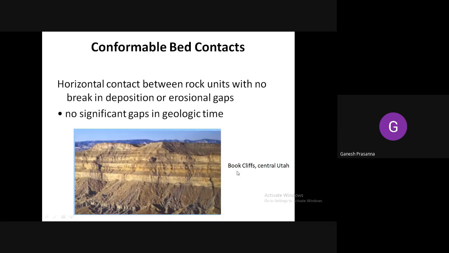An example is the Book Cliffs in central Utah. You can see a continuous deposition of the rock beds one above the other without any gaps. Without any erosional gaps, they are called conformable beds. You can see the continuity of the bed structures. This represents a single bed which is continuous in nature without any breakage in between.